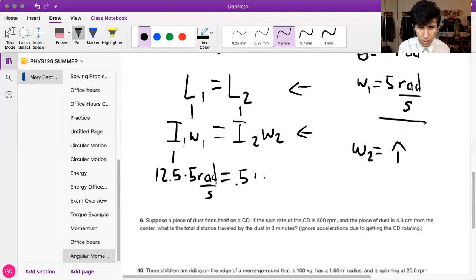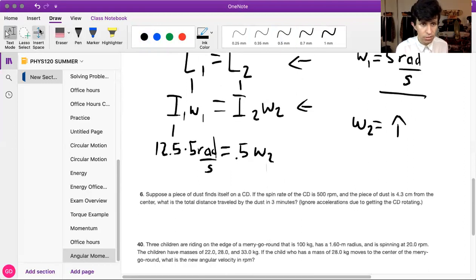Okay, and then we don't know what omega 2 is, but we're trying to find out, and we assume it's greater because we see that in figure skating competitions, a person brings their arm closer and they start spinning faster, and so we want to see if that's true. Actually, let's just do this.